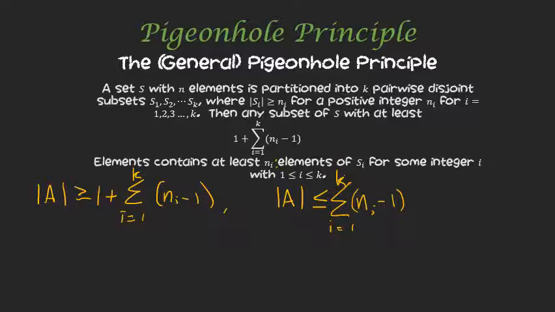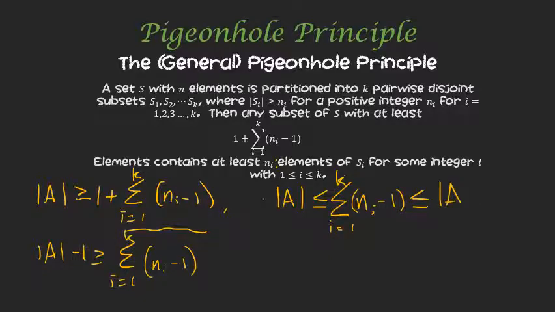Well, we know that this number, so if I subtract 1 from this equation, cardinality of A minus 1 would be greater than or equal to this sum that we have over on the other equation, of n sub i minus 1. So turning this inequality around, I have that this sum is less than or equal to cardinality of A minus 1. And so pretty clearly that's a contradiction.